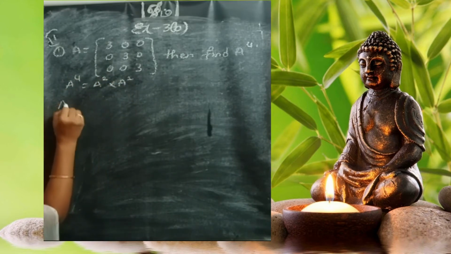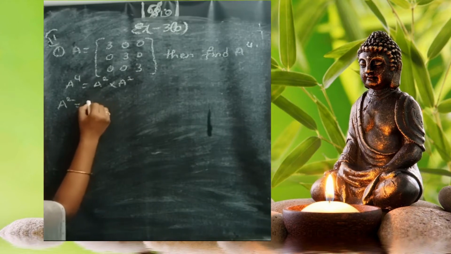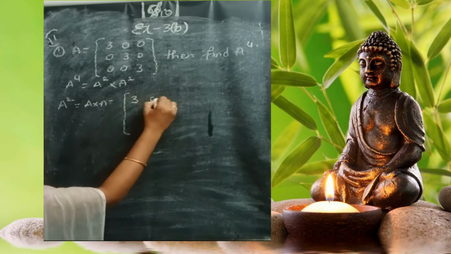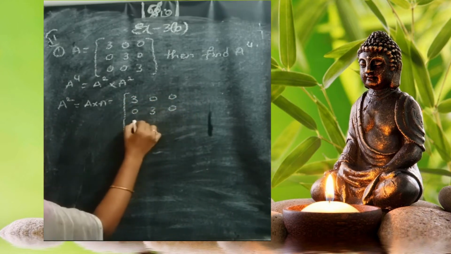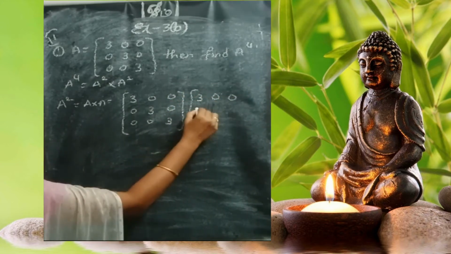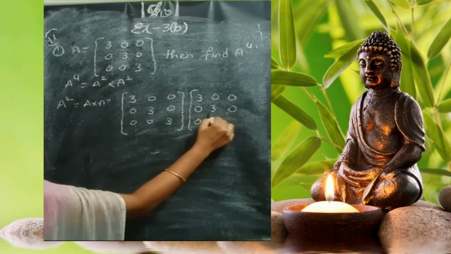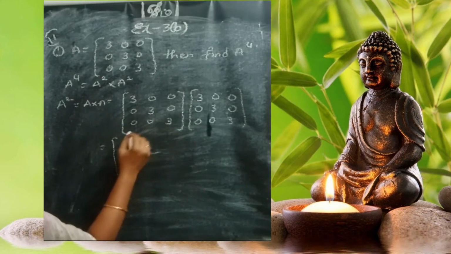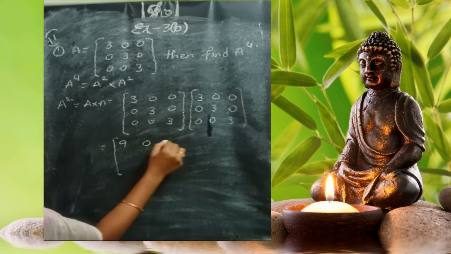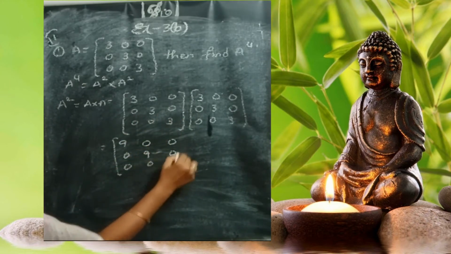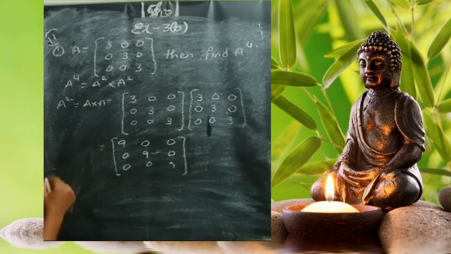So first we have to do A square, right? What does A square mean? A into A. Then 3 0 0, 0 3 0, 0 0 3 and 3 0 0, 0 3 0, 0 0 3. Now multiply, you will get 9 0 0, 0 9 0, 0 0 9. That's it. Now again what we have to do here: A square into A square.